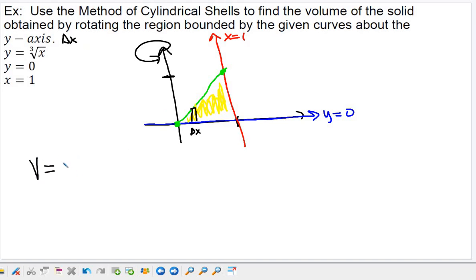So volume is equal to, and I'm going to bring my 2 pi outside because remember, that's a constant. I'm not going to make it any more difficult on myself than I have to. So this one, you can't really mess the bounds up because they're the same either direction you go. But remember that if we're integrating in terms of x, our bounds have to be in terms of x. So that's 0 to 1.